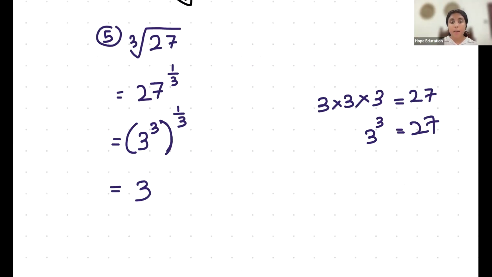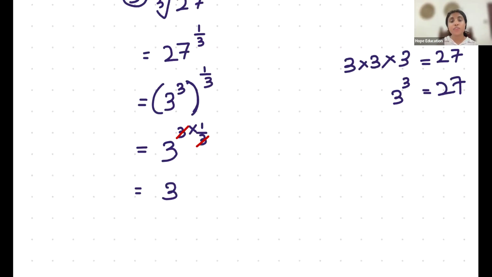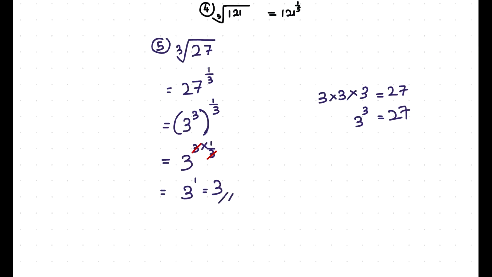Then there is one power here, 3. A bracket means multiplication, multiplied by the other power outside, which is 1 over 3. When there is a bracket, the powers or indices are multiplied. So 3 multiplied by 1 over 3. As you can see, the 3s cancel and I get the answer 3 to the power 1. And 3 to the power 1 is the same as 3. Did you all understand this?